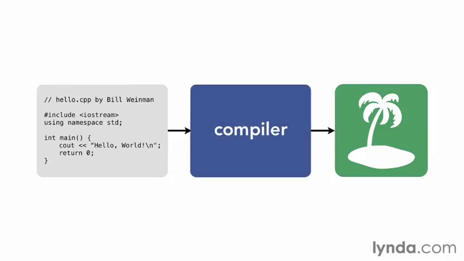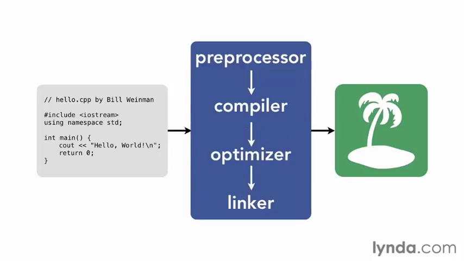But what we need to realize is that this compiler is really several things in one package: preprocessor, compiler, optimizer, and linker, and often more. Each of these steps is separate and distinct, even though they're often invoked with one command. For now, the step we're interested in is the preprocessor.